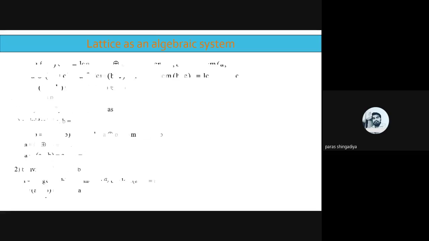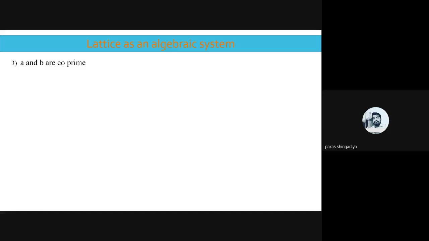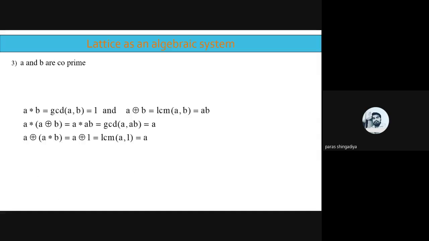And now after the two cases, a third case is also required. Consider the choice of A and B as 2 and 3, or 3 and 5, which are prime numbers. These two numbers we cannot use in case 1 and case 2. Clear? Means they do not follow the A divides B and B divides A property. So for this choice, we will consider this third case: A and B are prime numbers, means co-prime.